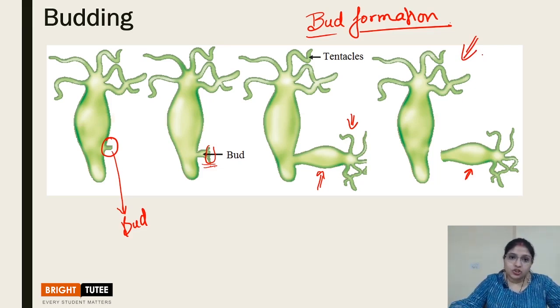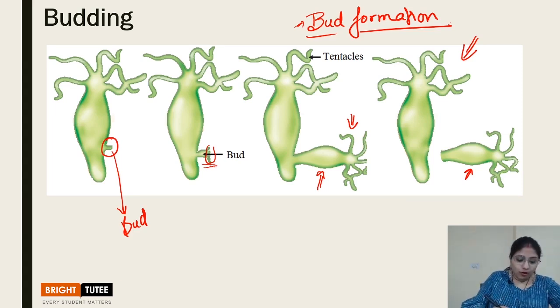This type of reproduction where only single parent is involved is called as asexual reproduction, and the reproduction where the bud formation takes place is called as budding. Another example was in the case when we were studying asexual reproduction in plants, where yeast was also showing the reproduction, that is the asexual reproduction, through the process called as the budding, right?